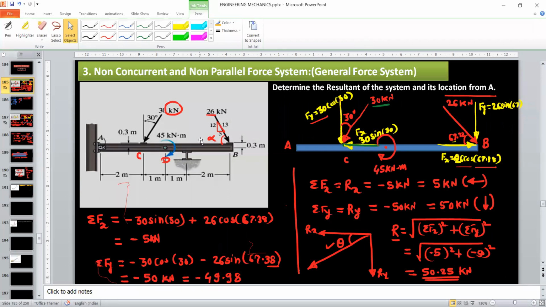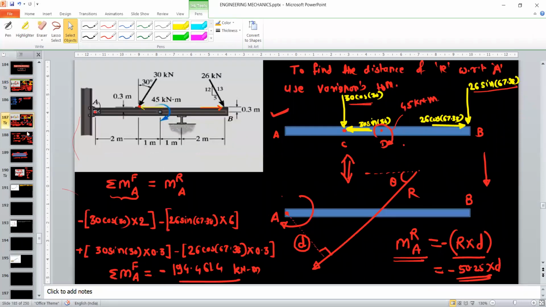So in the last problem, we need to correct the summation of moment equation. Here in the summation of moment, that is the left hand side of Varignon's theorem, we have taken the moment by individual component. And here there is one additional couple given, which is 45 kilonewton meter, and it is clockwise. So we have to add this moment as it is.